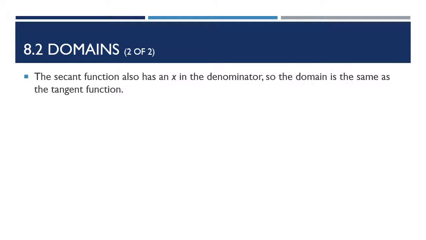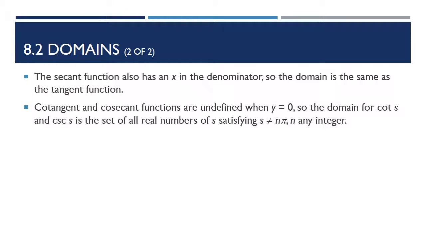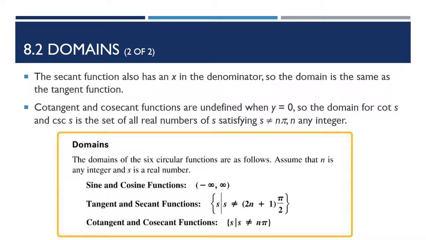Now, the secant also has x in the denominator, so secant and tangent have the same domain. The cotangent and the cosecant are undefined when y is 0, so the domain is the set of all real numbers where s cannot be n times pi. In other words, it can't be pi, 2 pi, 3 pi, 4 pi, so it's multiples of pi, both positive and negative.